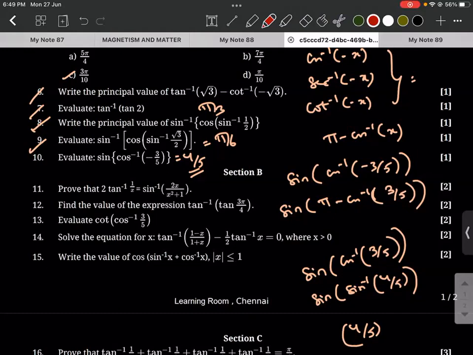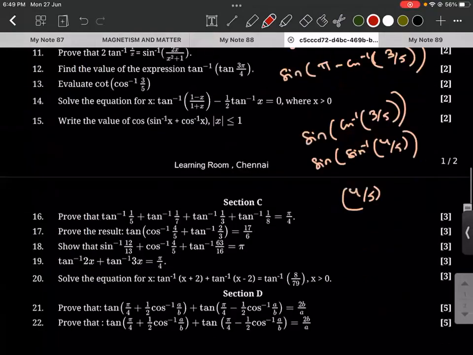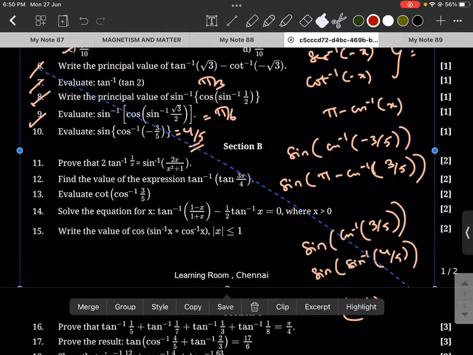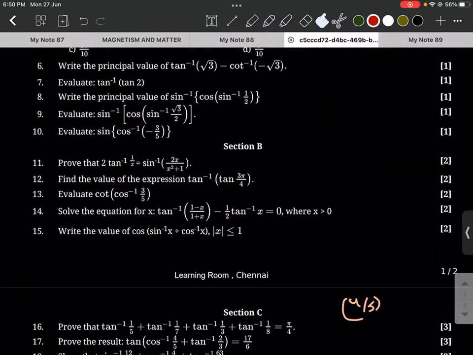So did we do the 10th one now? Yeah, 10th is 4 by 5. Yes. Guys, those who are online, are you able to understand? Yes, sir. So the questions will be like this only. Use logic and do it in the test.